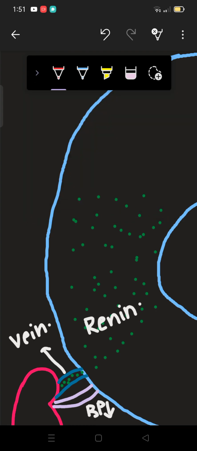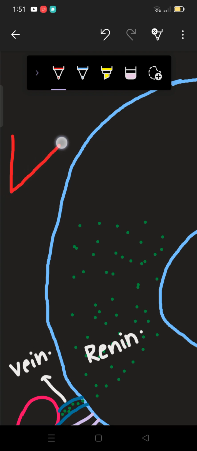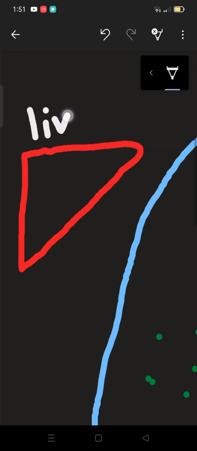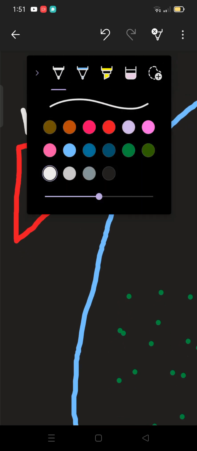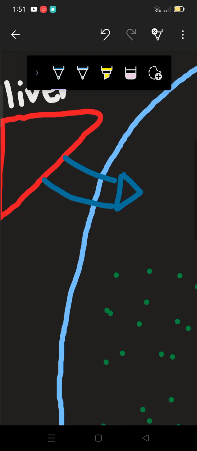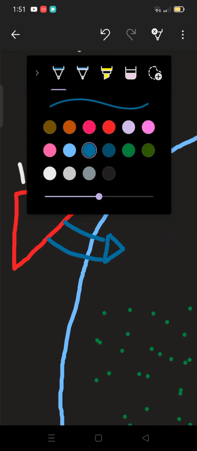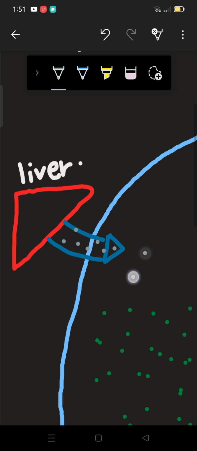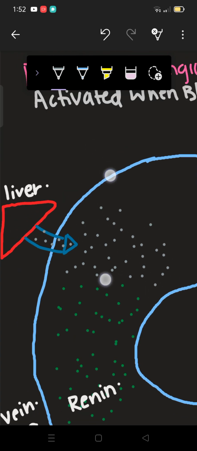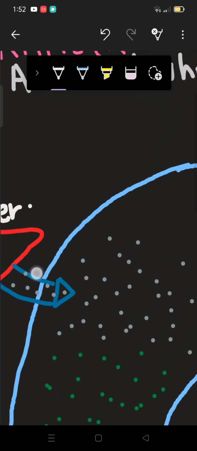When this blood is pumped out to the liver, wait, let me make the liver here. So this is the liver. From its vein, this is a vein I do have, it will produce one chemical which is known as angiotensinogen. Alright, angiotensinogen. So I should make it with this color now. So it has produced one chemical known as angiotensinogen.